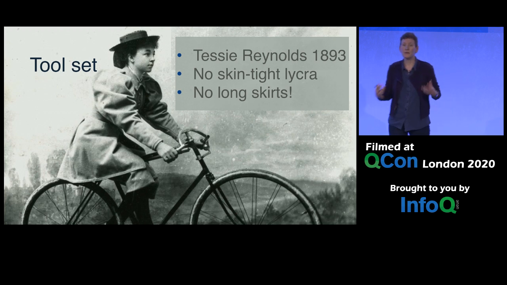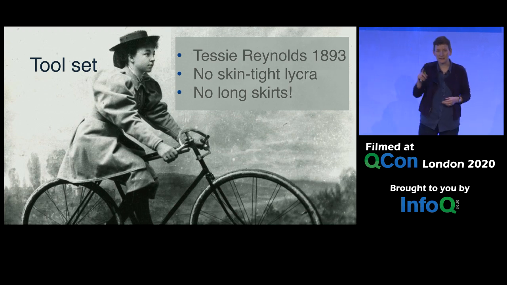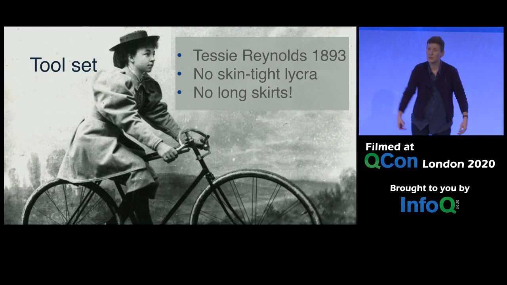She went in using the equipment that she had, a safety bicycle, and what she had. But she didn't wear a long skirt. She drew the line at an ankle-length skirt because that would have caught the wind and slowed her right down. So instead, she adopted rational dress. She wore knickerbockers and a jacket.